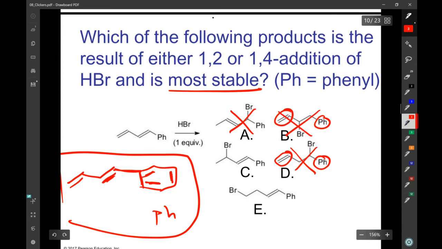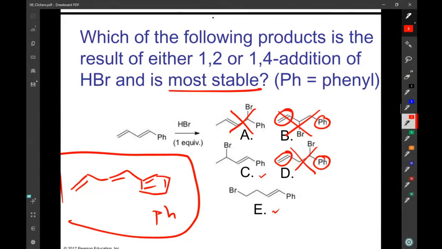You remember what conjugation is? Alternation of double and single bonds. I have a double bond, a single bond, a double bond, a single bond, double bond, single bond. So because of that conjugation, that's what brings about stability. So the conjugation brings about stability. And so structure C and structure E are stable structures.